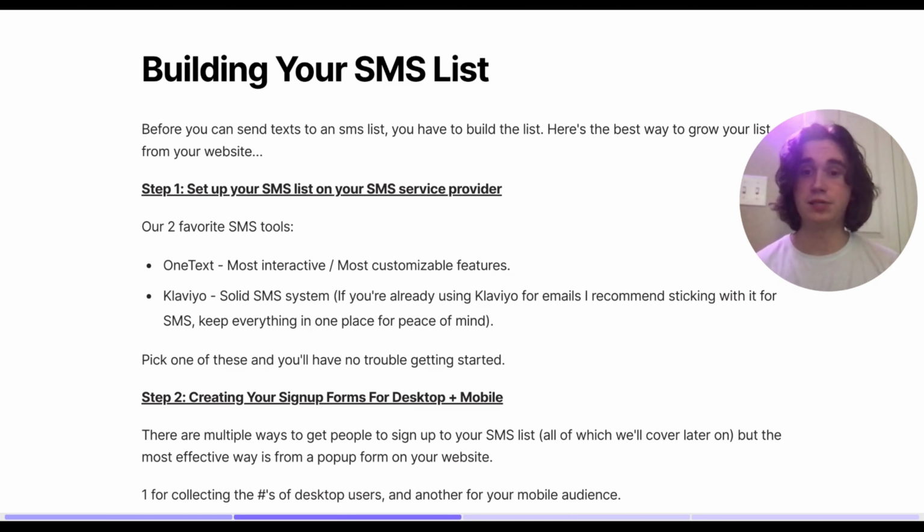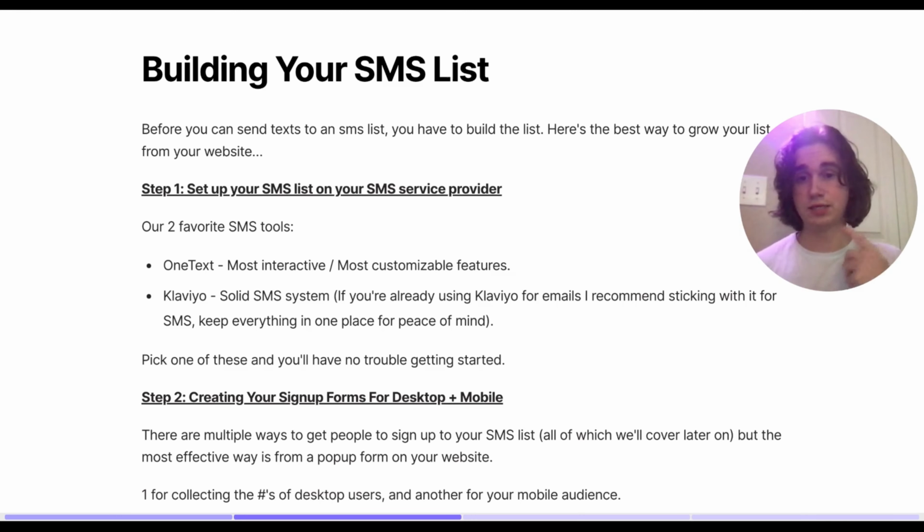The first step is to set up your SMS list on your SMS service provider. So there are a plethora of different SMS service providers that you can actually use, but our two favorite SMS tools, the two that we use for all of our clients, and the two most useful in our opinion are OneText, which in our experience has been the most interactive and has the most customizable features. It uses a lot of AI, and so there's a ton that you can do, and you can make the SMS text actually very interactive.